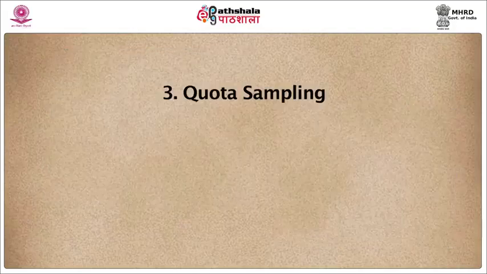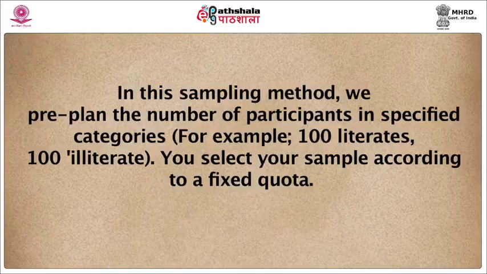Three. Quota sampling. To understand this type of sampling, all we have to do is to understand the literal meaning of quota. In this sampling method, we pre-plan the number of participants in specified categories. For example, 100 literates and 100 illiterates. You select your sample according to a fixed quota.